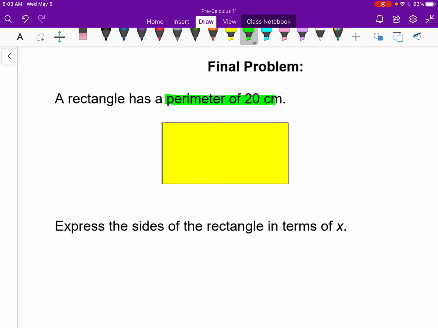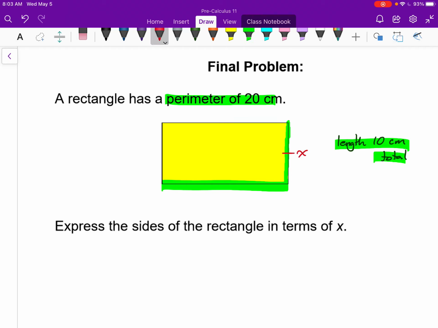Good thing about a rectangle is, this distance right here is identical to the other half. So everything here that is highlighted in green must have a length of 10 centimeters total, the part that's highlighted in green. Which means if I call, let's say, this side right here x, and this must be the same, then this side at the bottom is going to be 10 minus x. Because together, everything that's highlighted in green must equal 10. So if x is 2, then the longer side is 8, 10 minus 2. If x is 5, the other side is 5, and so on.